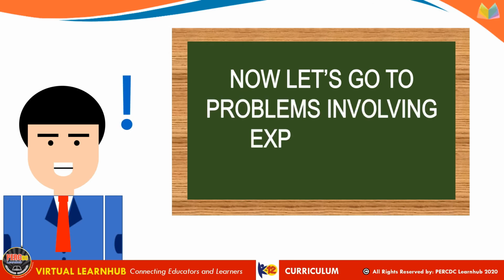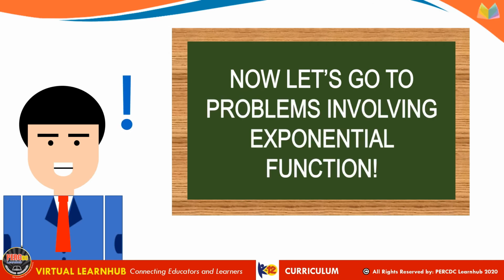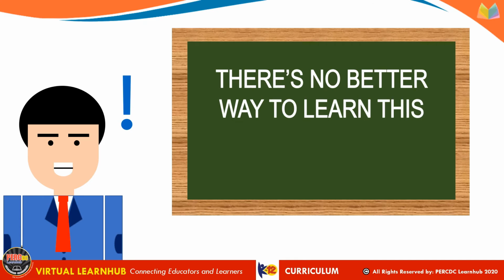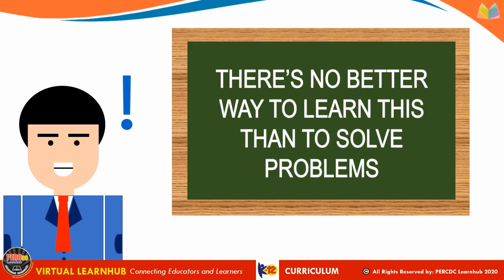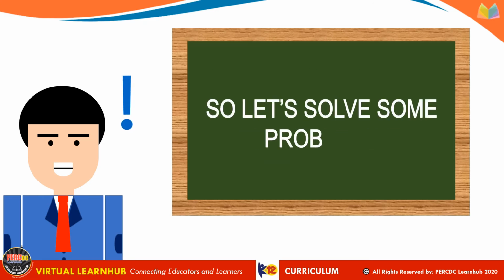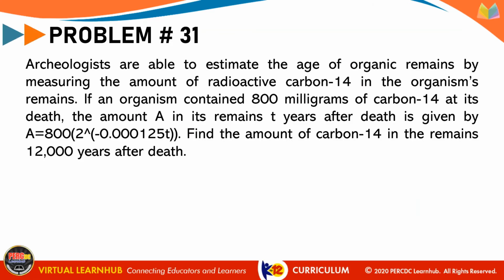Now let's go to problems involving exponential functions. There's no better way to learn this than to solve problems. So, let's solve some problems. For problem number 31, archaeologists are able to estimate the age of organic remains by measuring the amount of radioactive carbon-14 in the organism's remains.